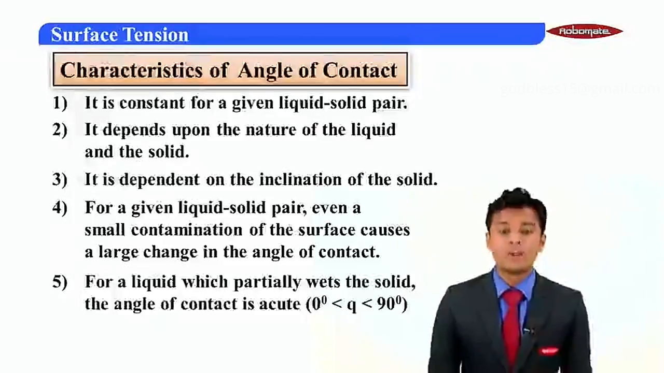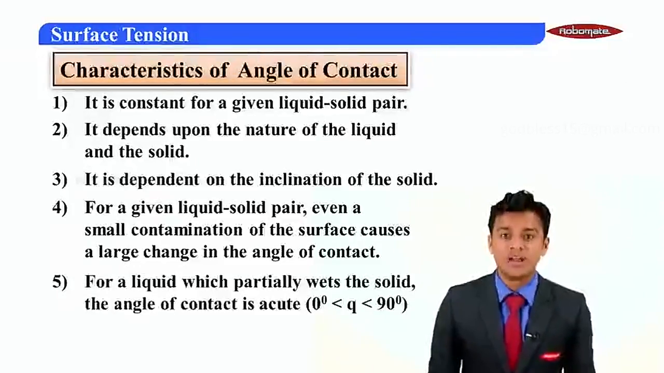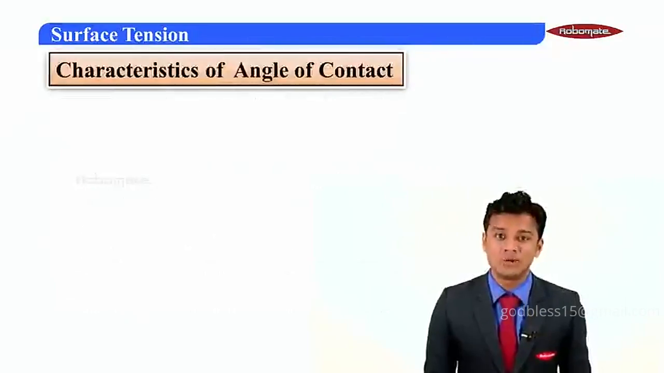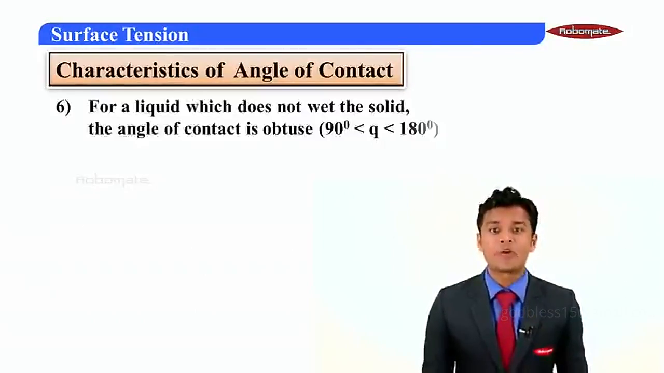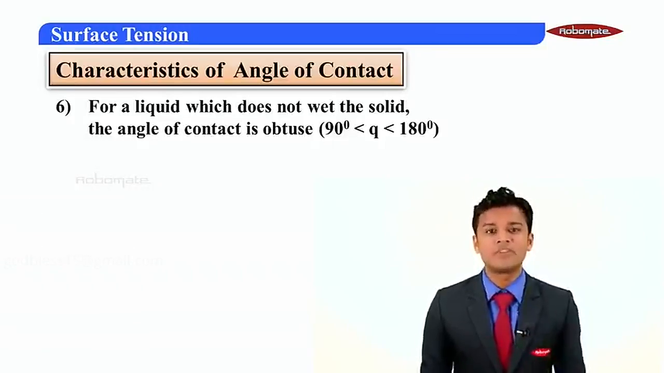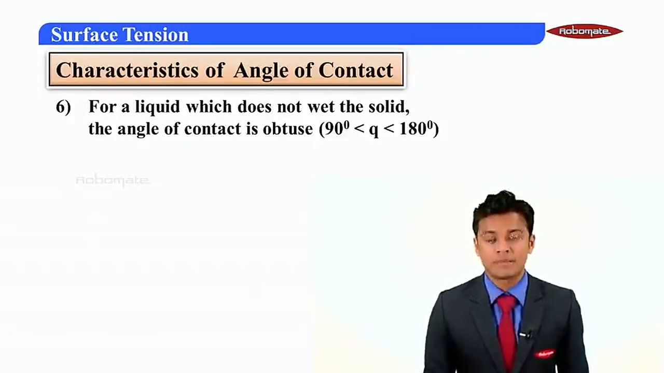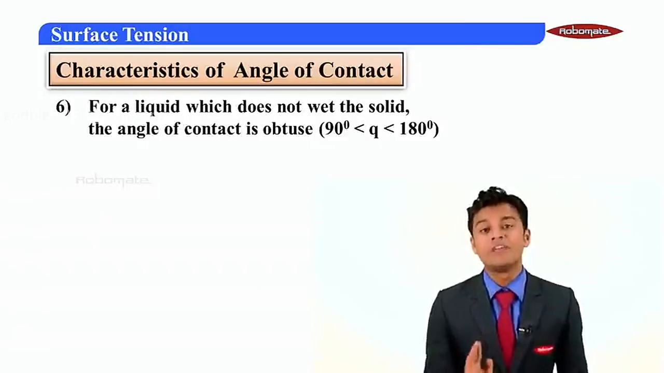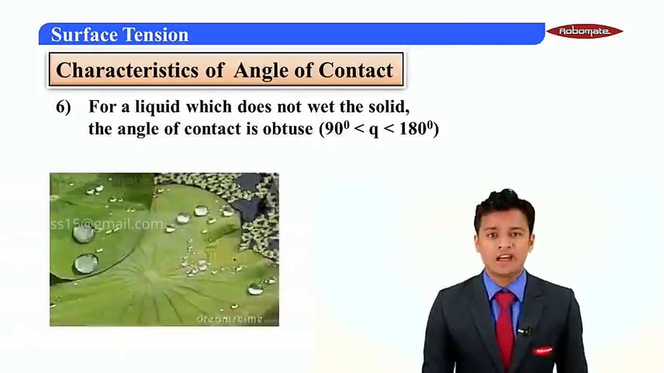Now, for a liquid which partially wets the solid, the angle of contact is less than 90 and more than 0. If your angle of contact is between 90 and 180, that means the liquid does not wet the solid. Now this is the case when we are talking about mercury and glass plate. The mercury will never wet the glass plate. The liquid will partially wet the glass plate.